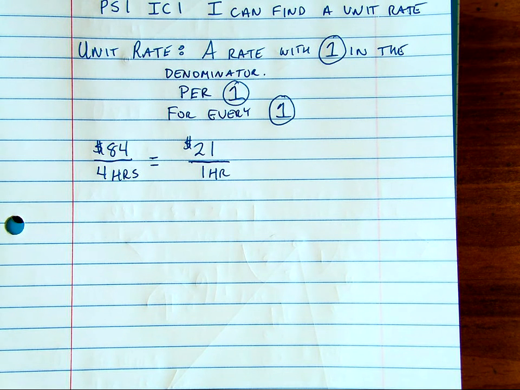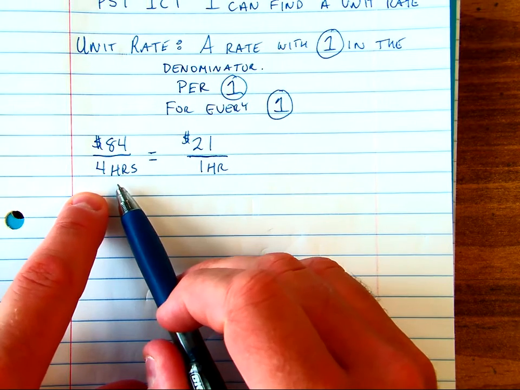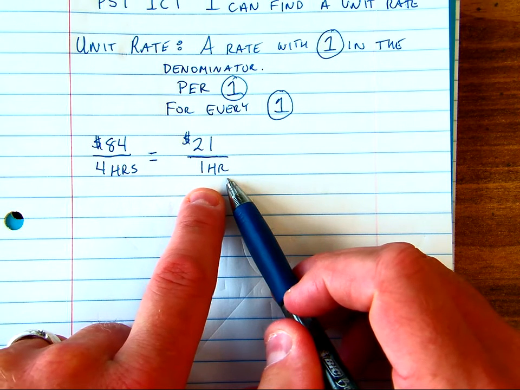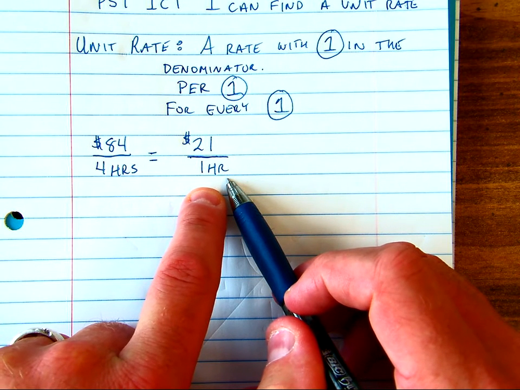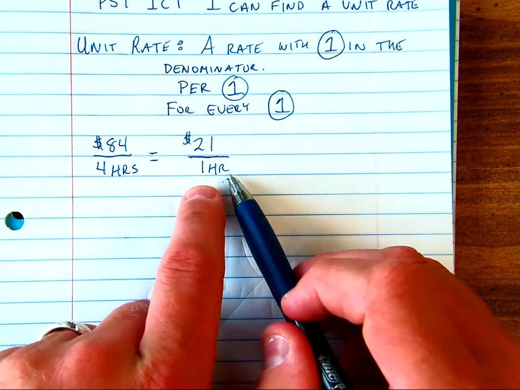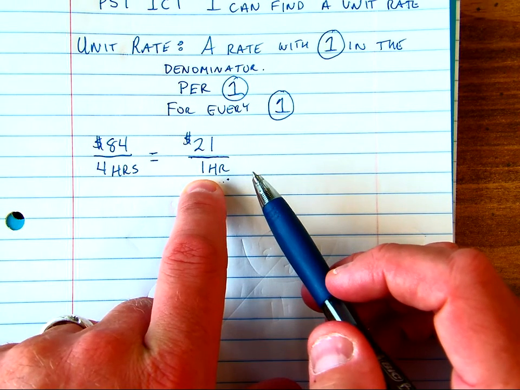So, this one right here is only a rate and a ratio. This one is all 3. Rate, ratio, unit rate. The difference between these two is this one has a 1 in the denominator. Okay?